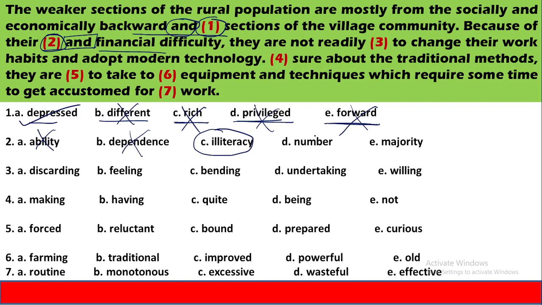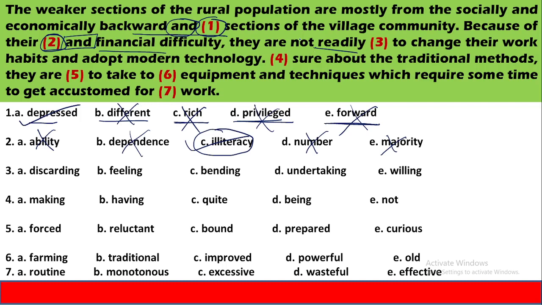Number and majority. These two words look irrelevant and out of context. So the only word that we are left with is illiteracy. So I will definitely go for this option. Because of their illiteracy and financial difficulty, they are not readily to change their work habit. Readily means quickly or without any difficulty.